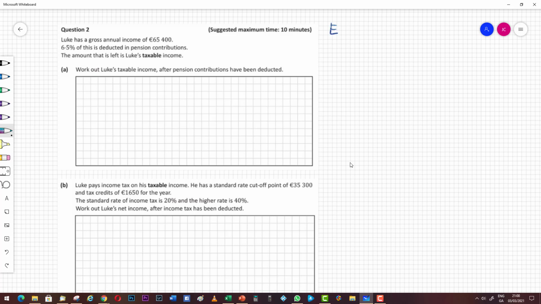Okay, so let's have a look at question 2 from this EDCO sample paper A. So this is a question initially about income tax. We're told that Luke has a gross annual income of 65,400. 6.5% of this is going to be deducted in pension contributions, and the amount that's left is Luke's taxable income.